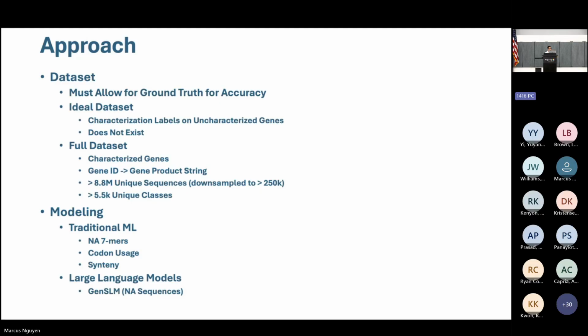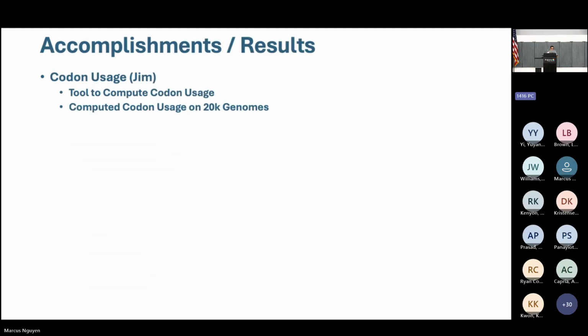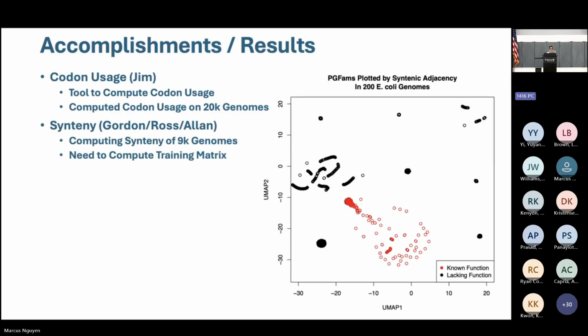With respect to modeling, the traditional ML again was nucleic acid 7-mers, codon usage, synteny, and then we did try to do a GenSLMs model using full nucleic acid sequences. So with respect to the codon usage, each person asynchronously went out and did their own thing in the group. We had multiple approaches. So Jim tried to do codon usage. He found a tool to compute codon usage, and he computed the codon usage on about 20,000 genomes. Unfortunately, we did not have enough time to actually train any models on this.